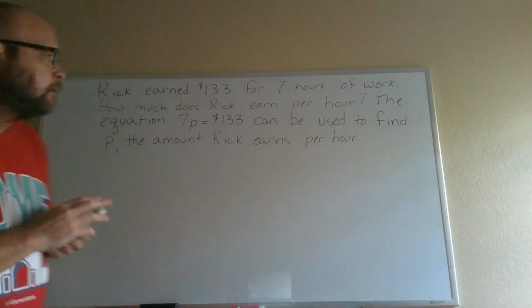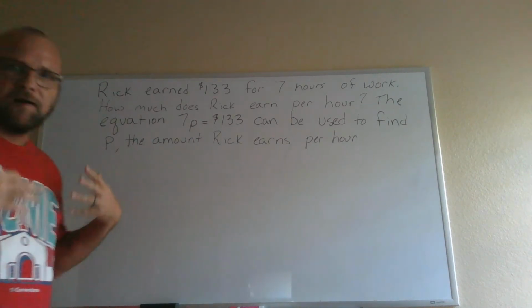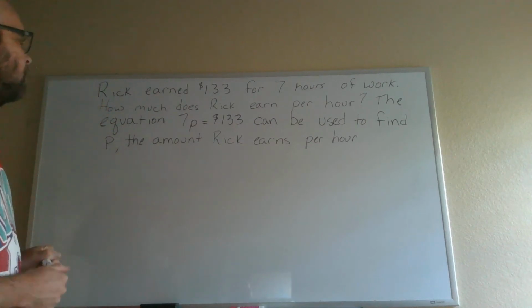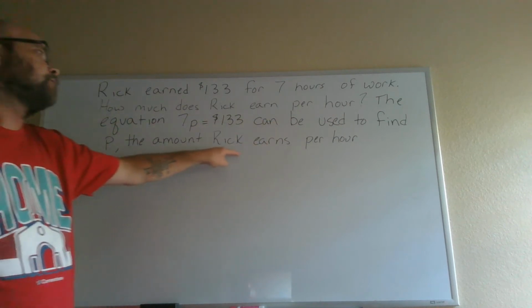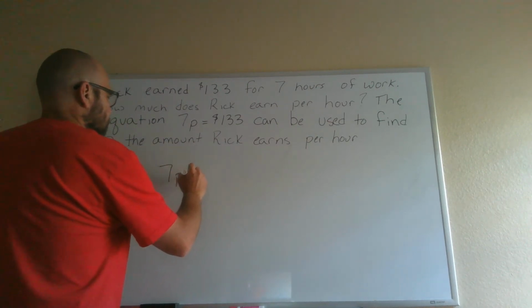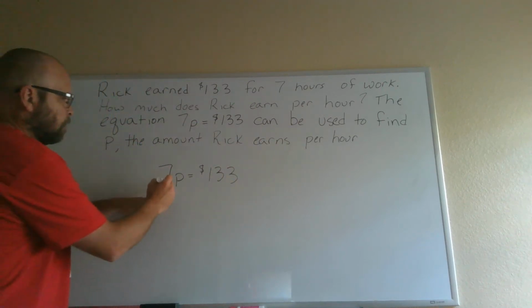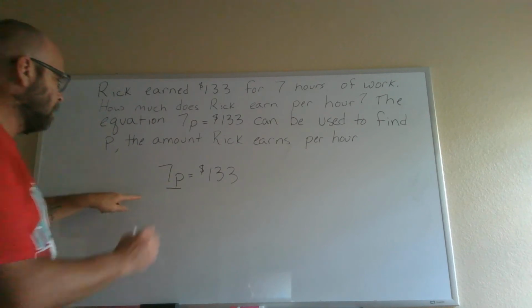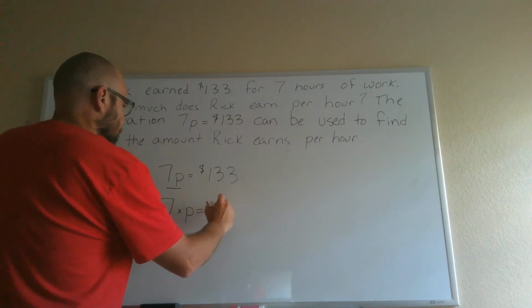All right, so the third question was Rick earned $133 for 7 hours of work. How much does Rick earn per hour? So we're trying to find his hourly pay. The equation 7p equals 133 can be used to find p, the amount of money Rick earns per hour. Okay, so here's our equation. And as I said in one of the last problems, a number and a letter side by side means multiply. So what this is saying is 7 times p equals 133.